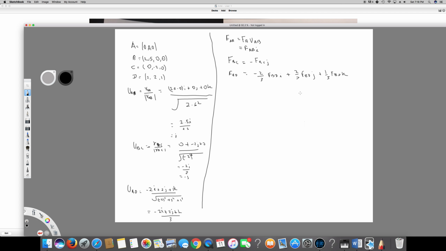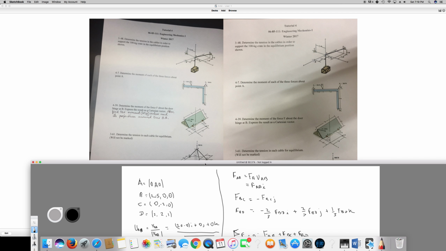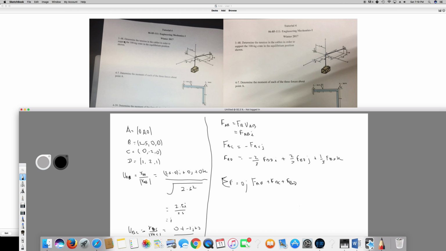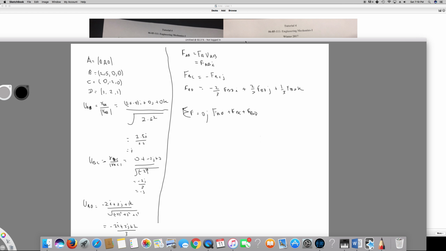Now since this is equilibrium, if I add all the forces together, it should give us 0. So that's how it works. Sigma F is equal to 0. I'm going to add all the forces. So FAB plus FBC plus FBD, plus we have to make sure whether there's any weight right here. There's a weight here, and weight is given, it's 100 kilograms, so we have to add that weight too. So plus the weight is equal to 0.